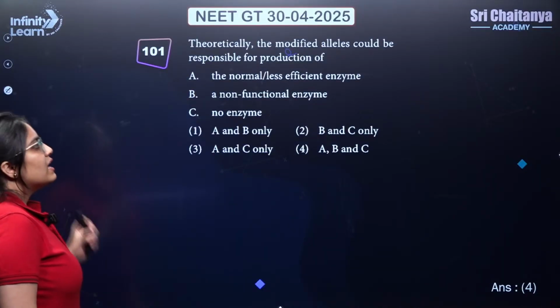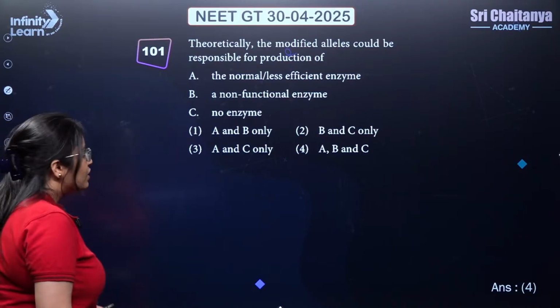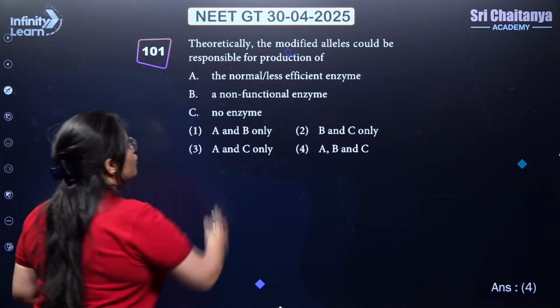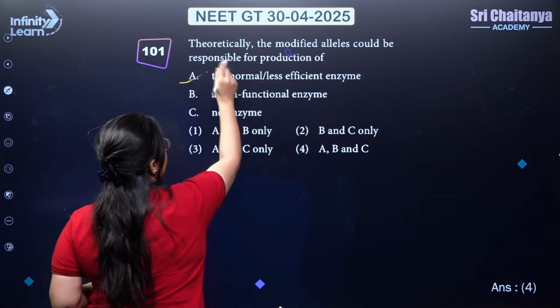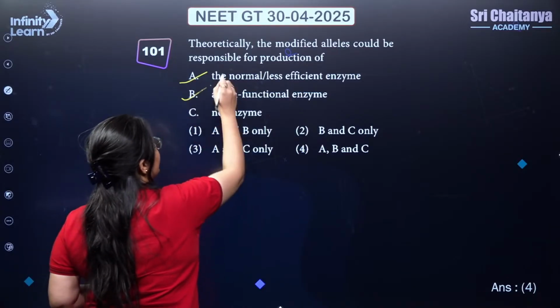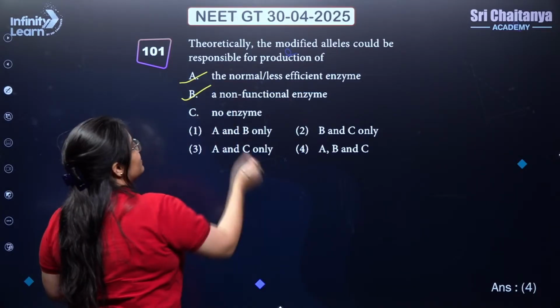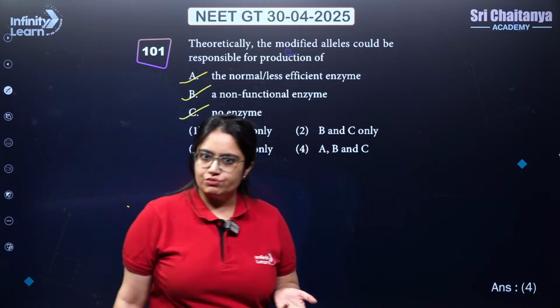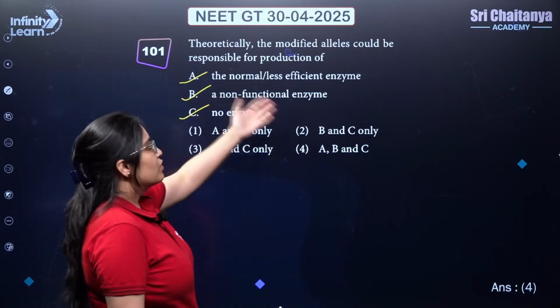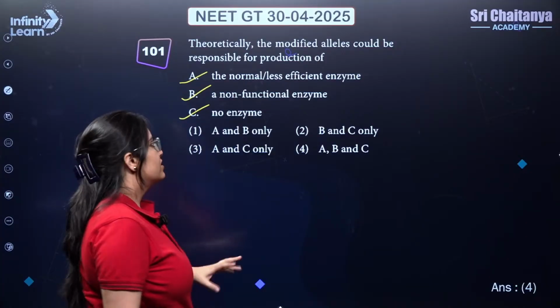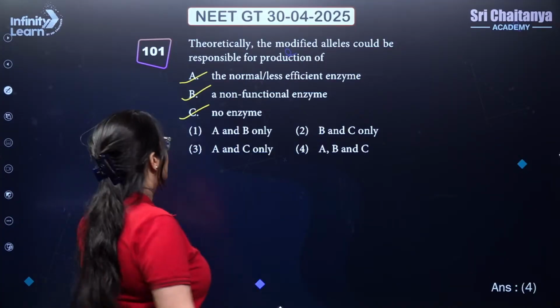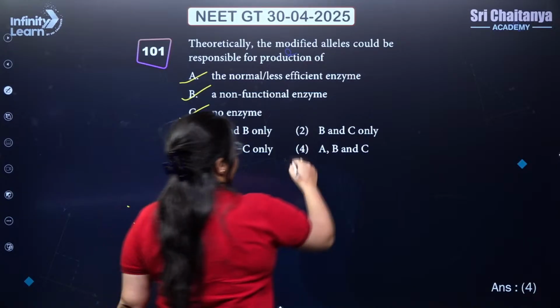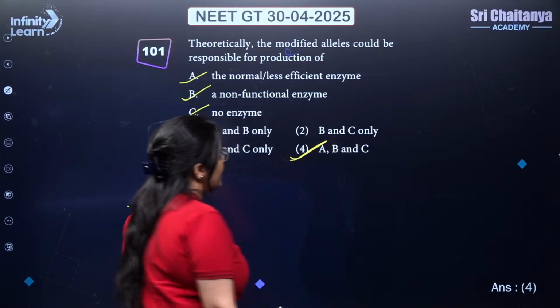Theoretically, the modified alleles could be responsible for the production of normal or less efficient enzyme, yes. Non-functional enzyme, yes. No enzyme, this can also be the condition. So depending upon what kind of mutation it was, either the normal or less efficient enzyme, a non-functional enzyme, or no enzyme at all. So A, B, C all are correct. Answer is 4, A, B and C.